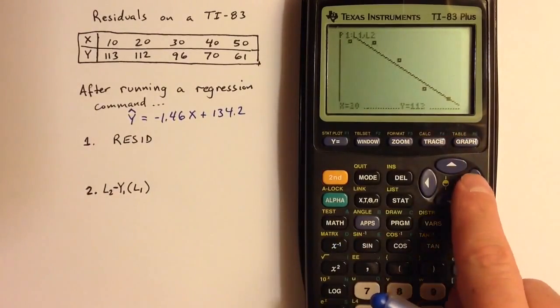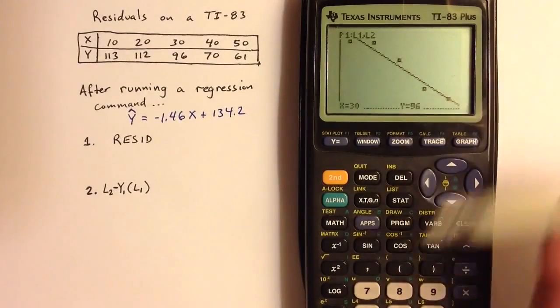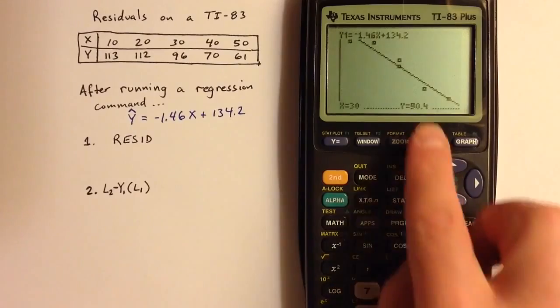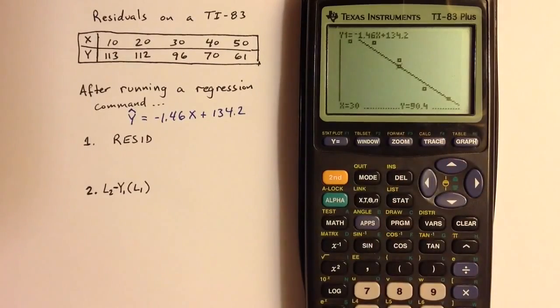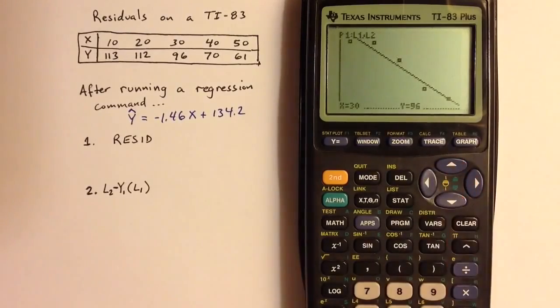So if I hit Trace, I can kind of see that. When x equals 30, we have a data value of 96. The predicted value that comes from the line is 90.4. And so the residual there would be 5.6. It would be the difference between the observed value and the predicted value.